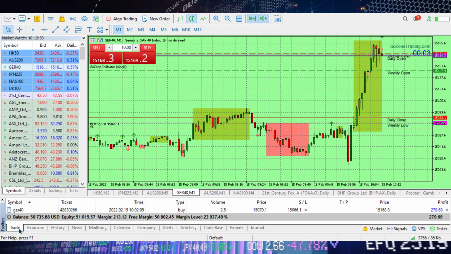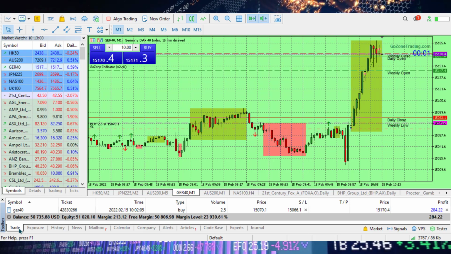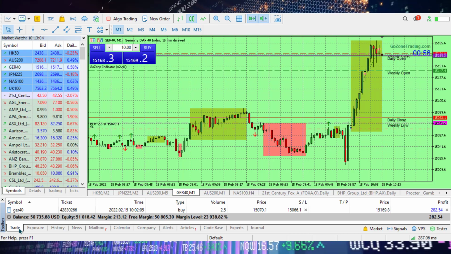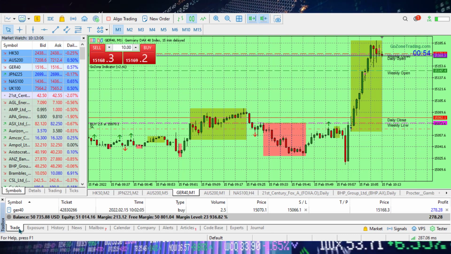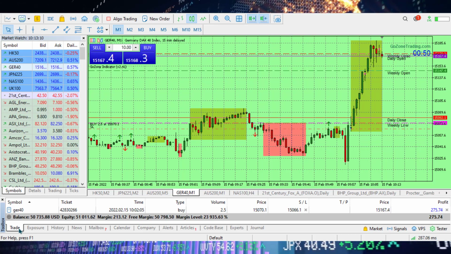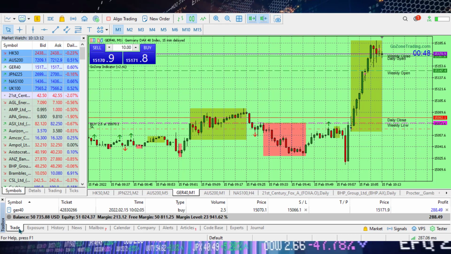Now it's just a matter of waiting and seeing when our next exit point will be. We still have $2.50 per point on this trade, and that starts from where we entered the market.